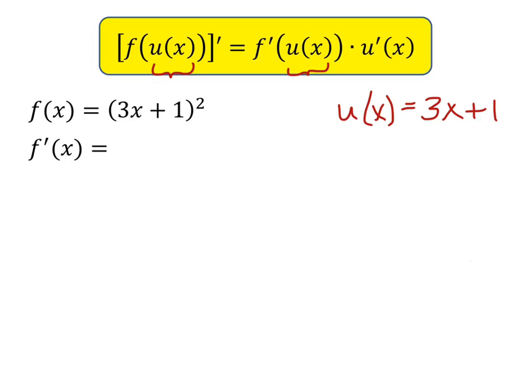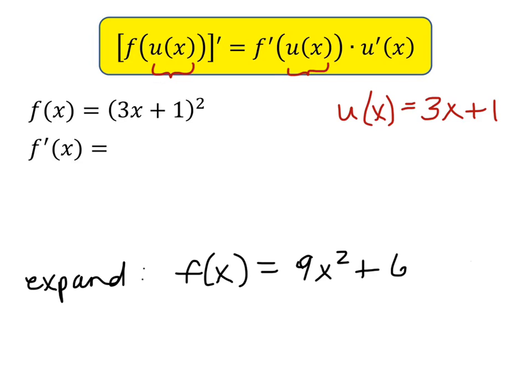Before we get started, I'd like to take a look at the expanded form. If we expand f of x, we would have, if this distributes out, 9x squared plus 6x plus 1. Expanding this is practical here since you only need to use the power rule directly. You don't need to use any chain rule since this is no longer a composition function.